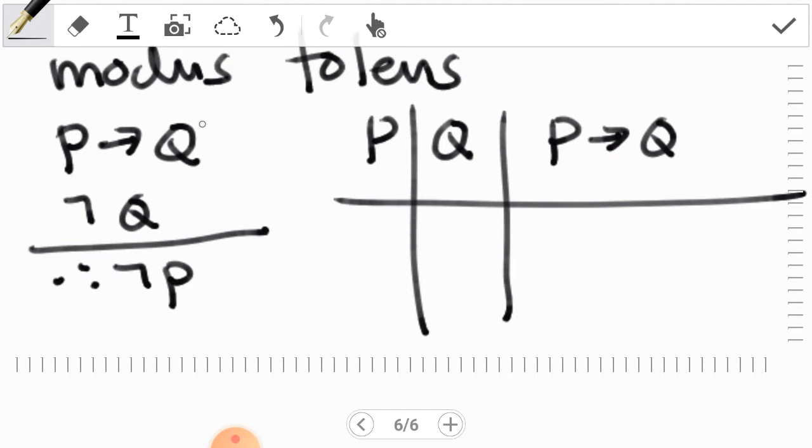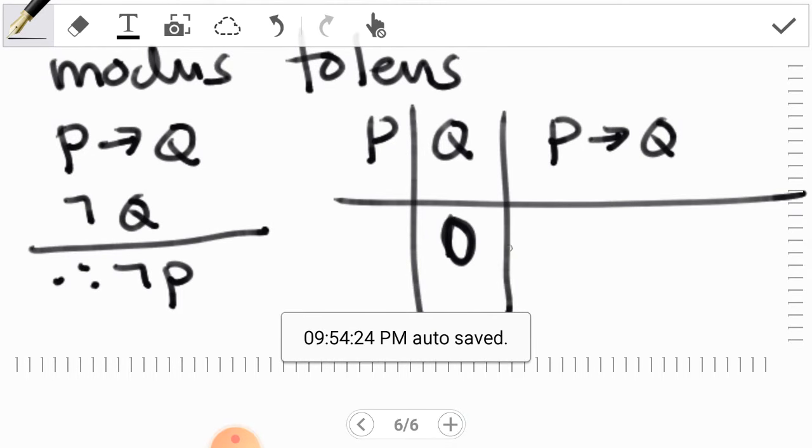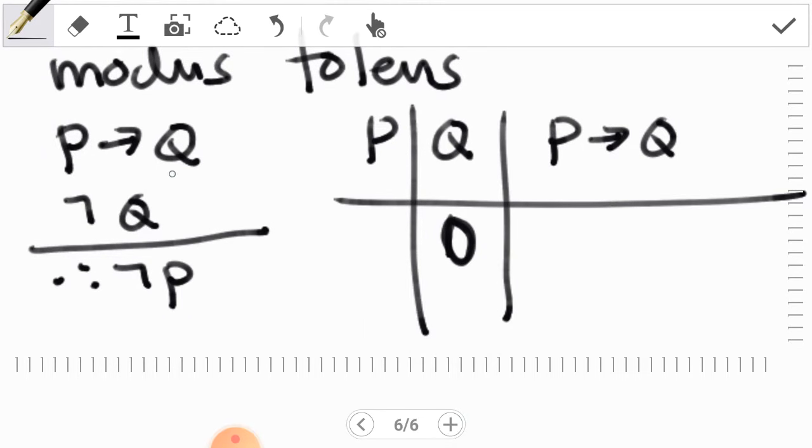Going back to the definition, for this argument to be valid, the premises must be true, the conclusion must be true. Okay, not Q. For not Q to be true, then we have no choice but Q must be false. If Q is false, not Q will be true. Okay. If not Q is true, Q must be false. Q is false. We will use that. Q is false. P implies Q must be true.